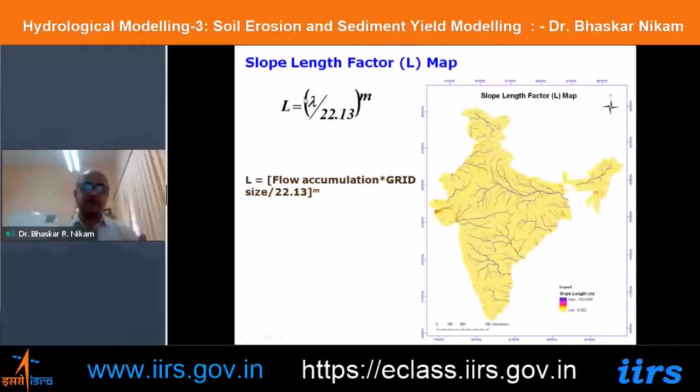Slope length is the horizontal distance from where the overland flow begins to the point where it gets concentrated into a stream. So basically, the flow accumulation of all the pixels having flow accumulation value less than the stream generation threshold, multiplied by the grid size, will represent this slope length. So flow accumulation times grid size divided by 22.13 raised to m will give me the slope length factor, provided this flow accumulation value of the pixel is less than the stream generation threshold. So now once you have calculated that, you have calculated the L factor.